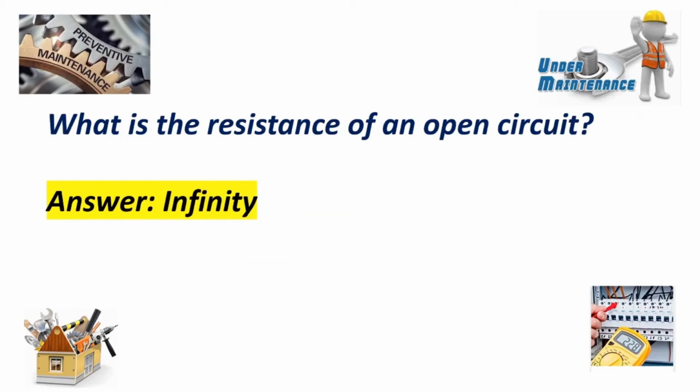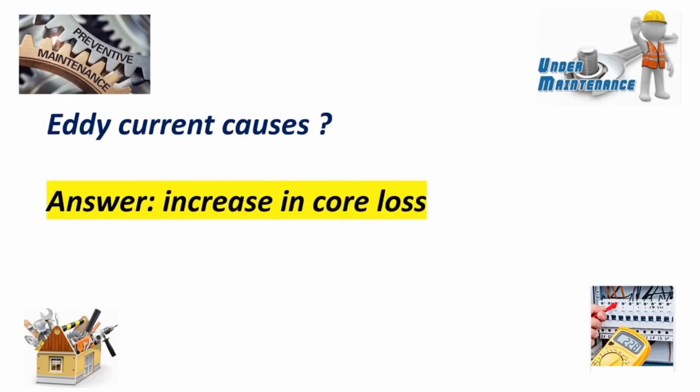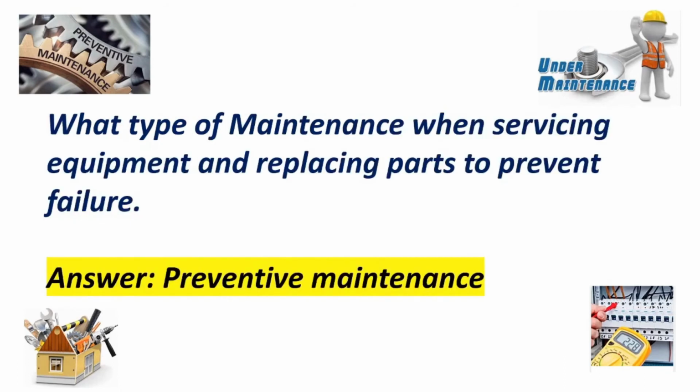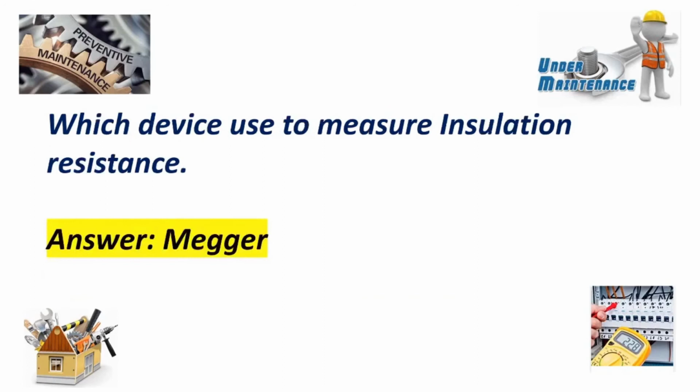What is the resistance of an open circuit? Answer: infinity. Eddy current causes increase in core loss. What type of maintenance when servicing equipment and replacing parts to prevent failure? Answer: preventive maintenance. Which device is used to measure insulation resistance? Answer: Megger.